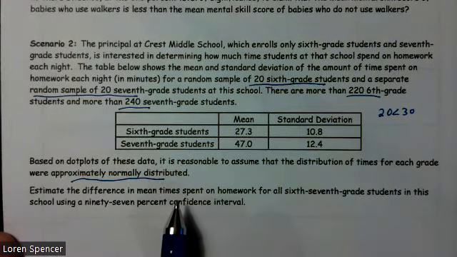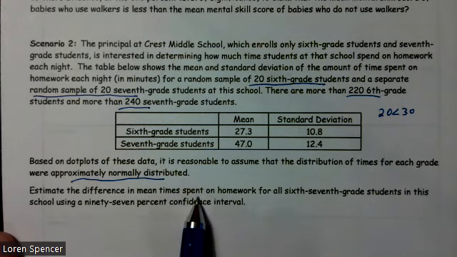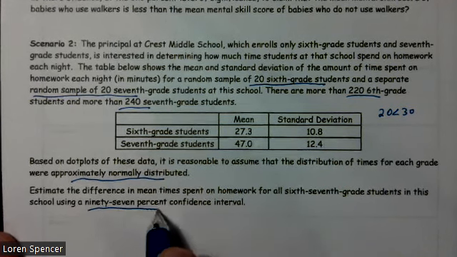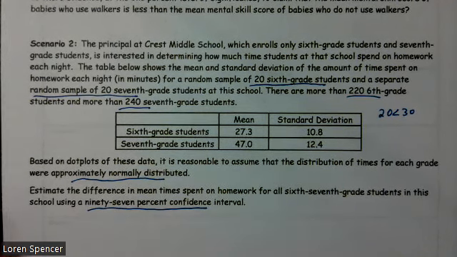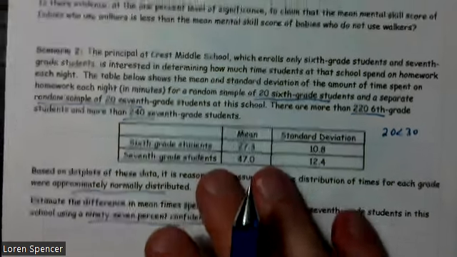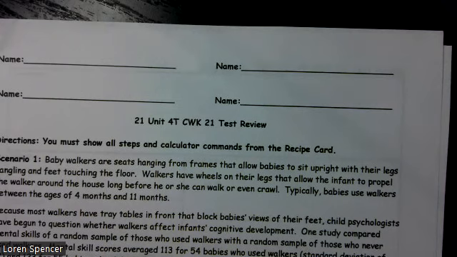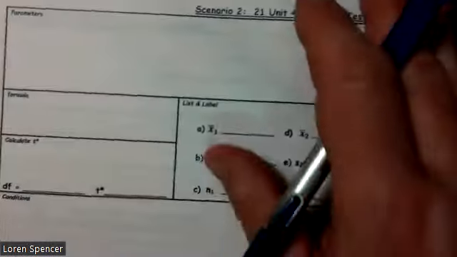That's important. Estimate the difference in mean time spent on homework for all 6th and 7th grade students in this school using a 97% confidence interval. All right, so they're telling us straight out that we're going to be using a confidence interval. The word estimate was also a good hint that it was probably going to be a confidence interval. So let's go ahead and start defining our parameters.